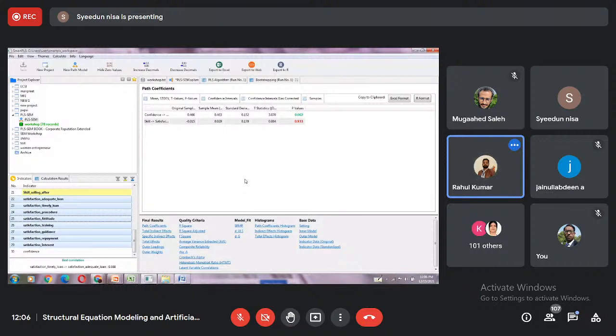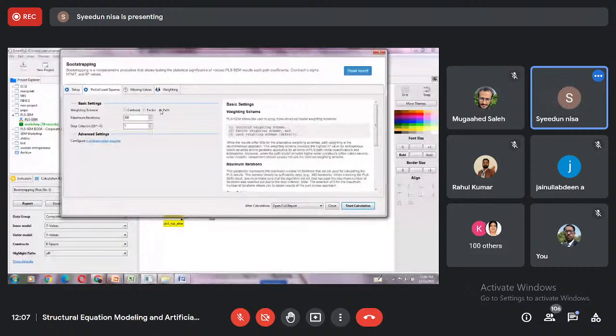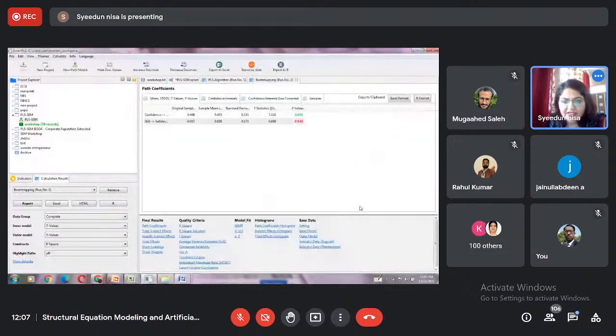Ma'am, could you please repeat the step? Okay. Go back, delete this, and do bootstrapping. In setup, it should be basic bootstrapping. Keep it complete bootstrapping. It should be two-tailed, with 0.05 value, which is the default setting. It is all fine. In partial least squares, we are interested in path now. So you need to click path. Is this fine? Yes, ma'am. Then next is start calculation. So you got this file?